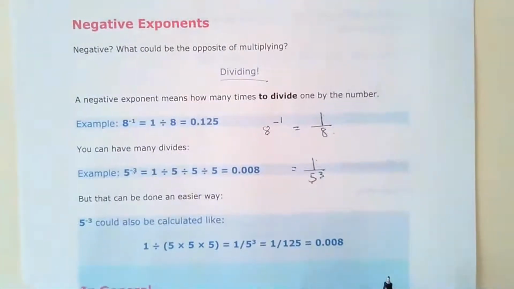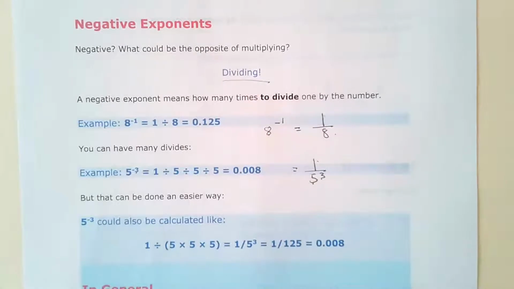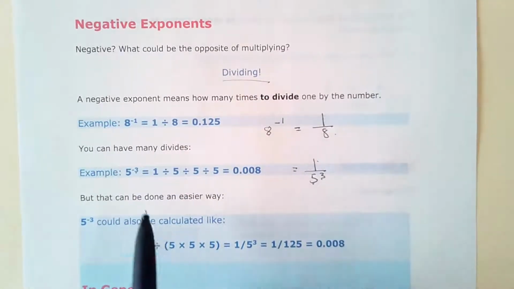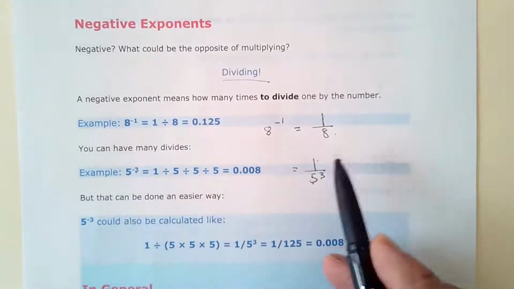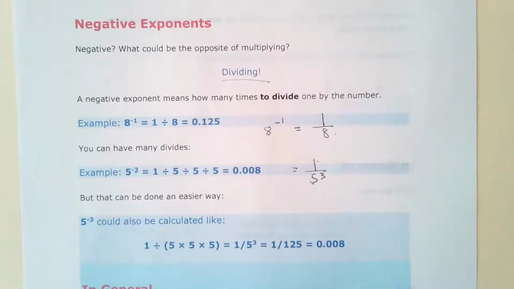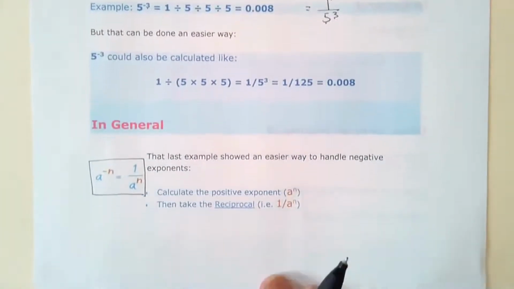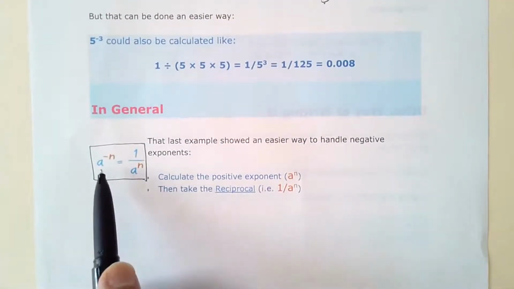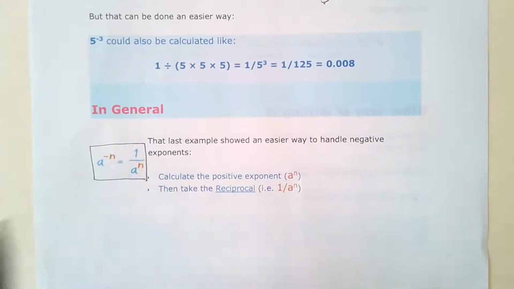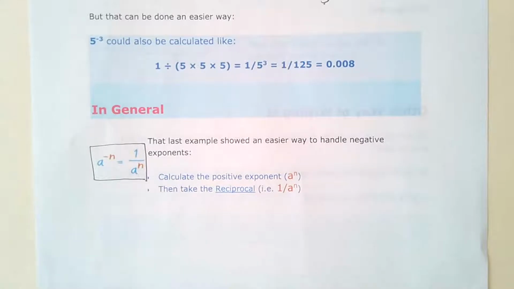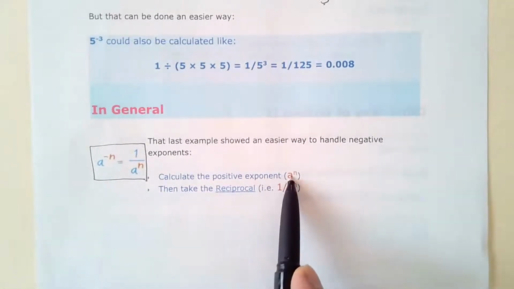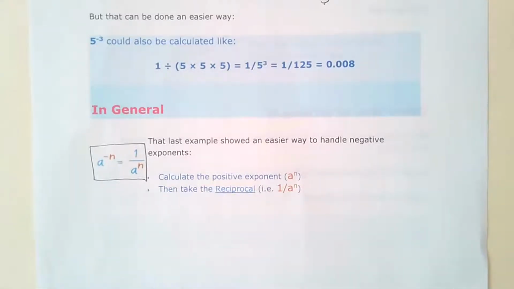So when we have negative exponents, it means dividing. 8 to the negative 1 means 1 over 8. 5 to the negative 3 means 1 over 5 to the power 3. So in general, a to the negative n is equal to 1 over a to the power n. So calculate a positive exponent and then take its reciprocal.